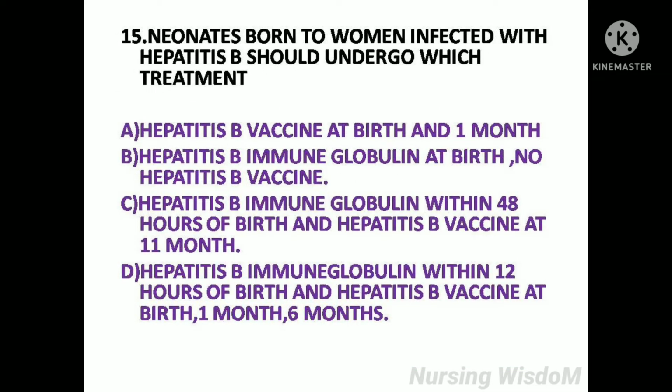Next question. Neonates born to women infected with hepatitis B should undergo which treatment? Option A, hepatitis B vaccine at birth and 1 month. Option B, hepatitis B immunoglobulin at birth, no hepatitis B vaccine. Option C, hepatitis B immunoglobulin within 48 hours of birth and hepatitis B vaccine at 11 months. Option D, hepatitis B immunoglobulin within 12 hours of birth and hepatitis B vaccine at birth, 1 month and 6 months.